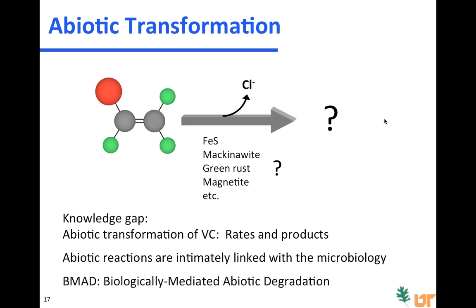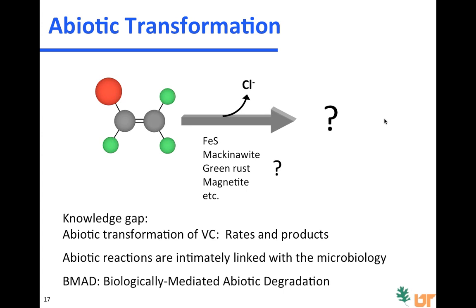So then I want to briefly mention abiotic transformation. It has been demonstrated in many, many papers that iron sulfides, mackinawite, green rusts, magnetite, and probably other compounds can react with polychlorinated ethenes and can lead to their degradation. So these chloroacetylenes I mentioned before are possible intermediates in this process.